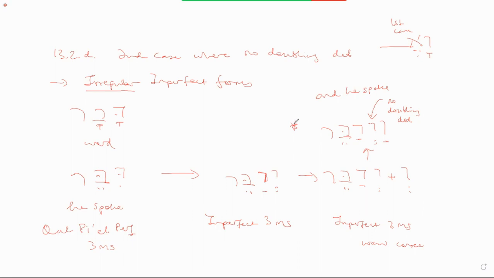Okay, now E is another tricky one. So let me try to show you. Sometimes it says the vowel conjunction is added to an imperfect. But it doesn't form a vowel consecutive, but still remains as just a vowel conjunction.